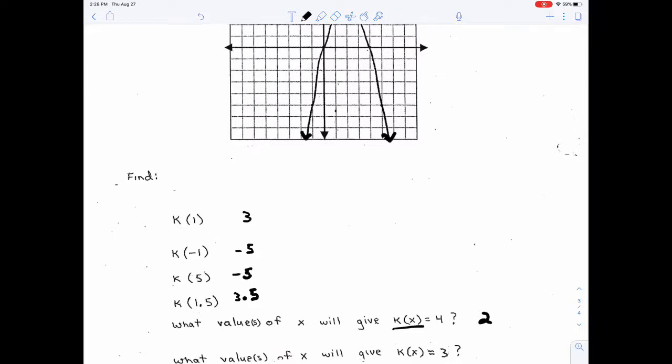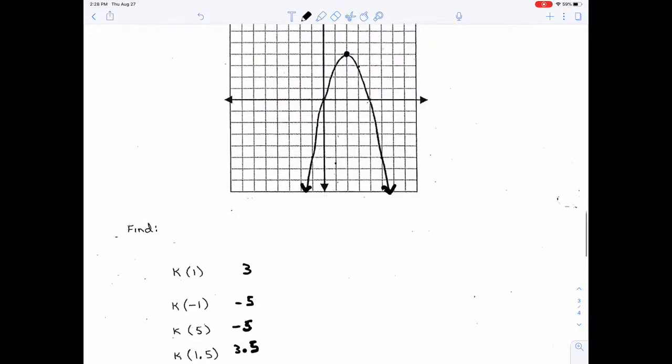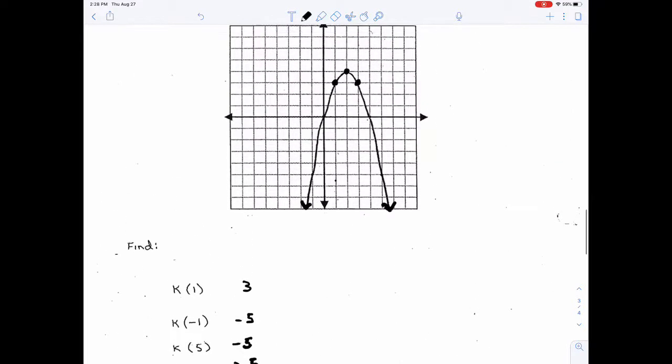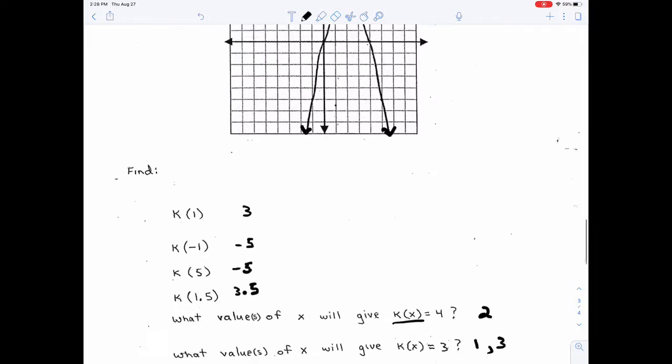What's the next one? What value of x will give y equal to 3? Now notice here, there are 2 of them. There's one there and one there. So what are the x coordinates for those? 1 and 3. There are 2 answers for this. And then what value of x will give a y value of 2? Right there and right there. So roughly, what does this look like? I don't know, about 0.8 and maybe 3.2.